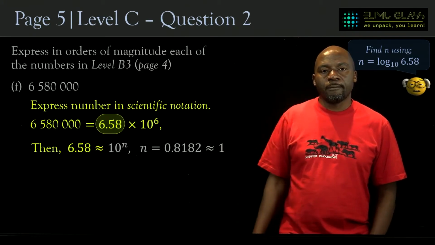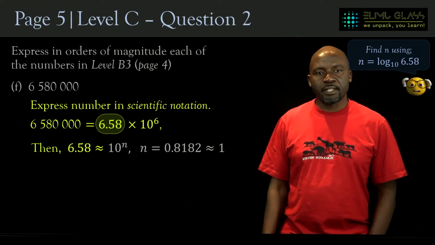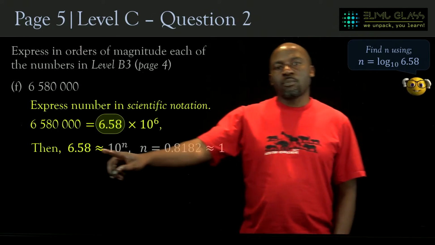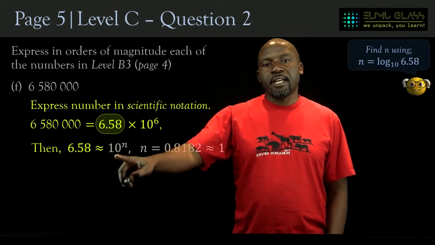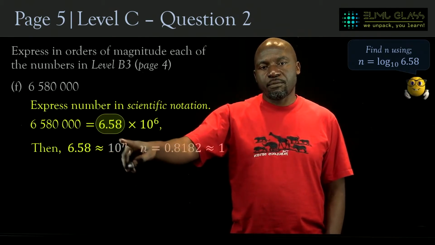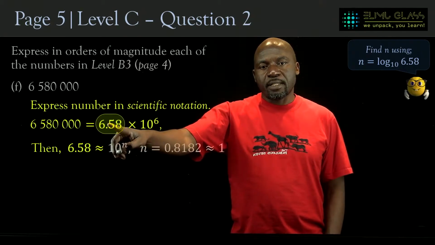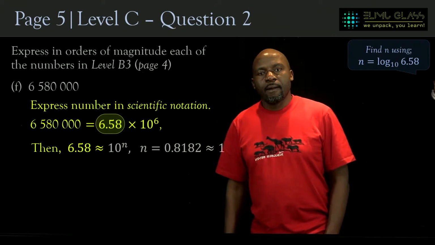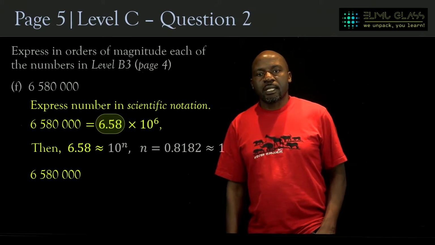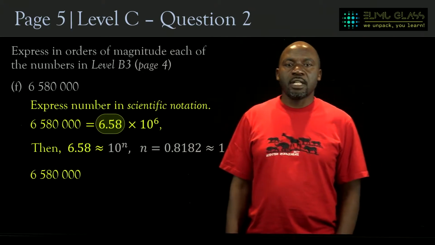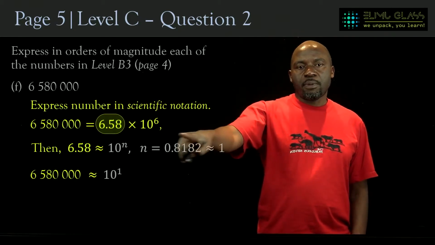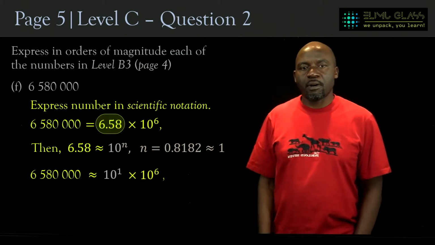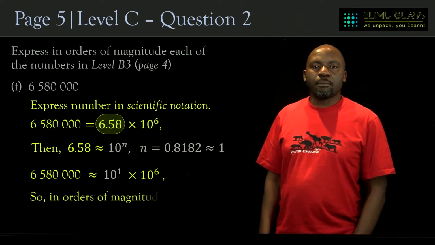which, if we round off to the nearest integer, is going to be equal to 1. And so 6.58 is approximately 10 to the power of 1 in orders of magnitude. So I can replace this with 10 to the power of 1. And for that reason, 6,580,000 is equivalent to 10 to the power of 1, and then I will multiply by 10 to the power of 6, and that gives me 10 to the power of 7.